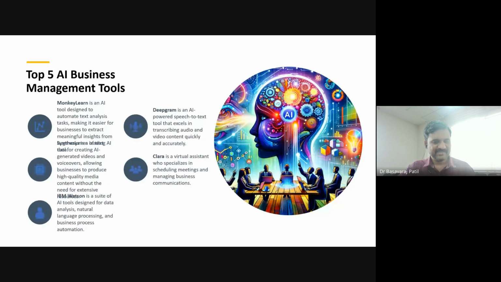IBM Watson, as I said, is most prominent in building AI based tools. DeepGram is another which will convert your speech to text so that it will translate or utilize your data in an effective way. Clara is another one which will help with virtual assistants. For example, if you are a doctor handling appointments and similar applications, you can use these kinds of tools that make your work automated and better.